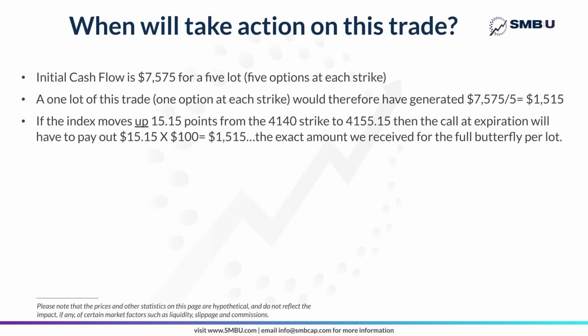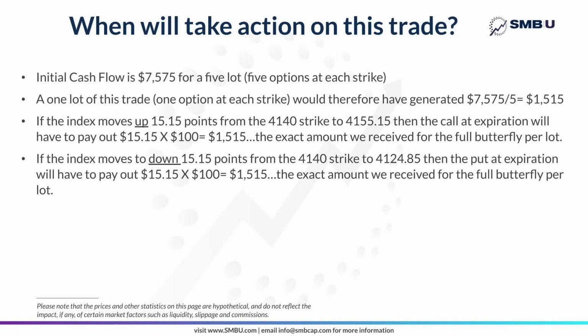Well, remember, those calls we sold and those puts we sold, we're obligated to pay $100 per option for each point the market goes past the strike price of those options. So for instance, if the market moves up 15.15 points to 41.5515, then each of the calls we sold is obligated to pay out $1,515. And the same for the puts on the downside. Those are obligated to pay $1,515 if the index closes at 41.2485 for the same reason.